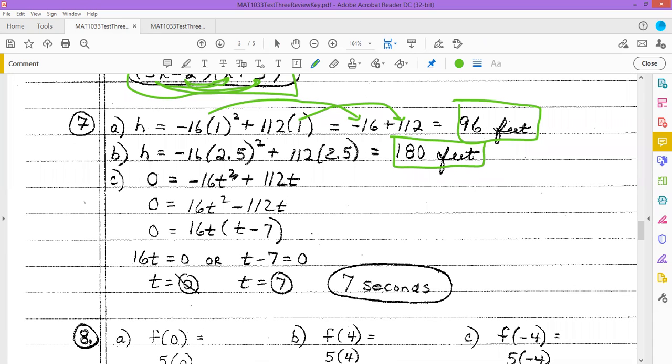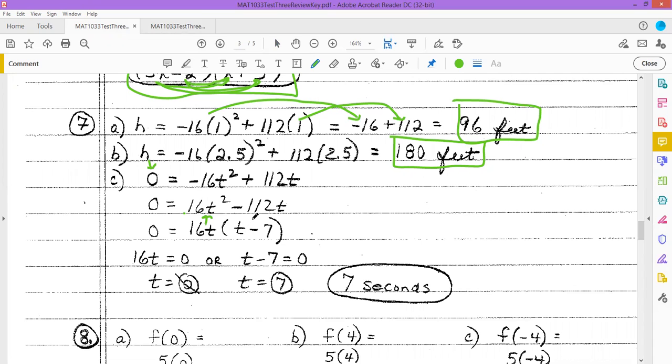Now letter C, we want to know how long it takes for the object to hit the ground. So this time you're given the height of 0. When will that height be 0? So we substitute 0 for h, and it's equal to negative 16t squared plus 112t. On this right side, we can factor 16t from both terms. When we factor 16t from 16t squared, we get t in parentheses.